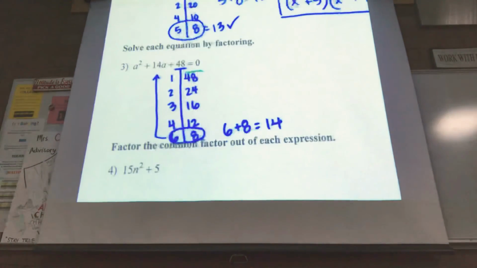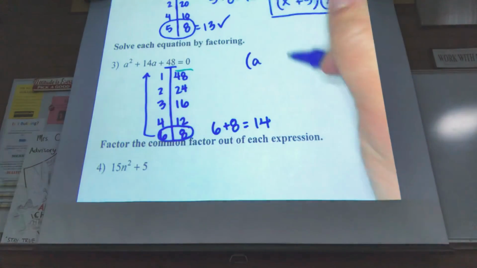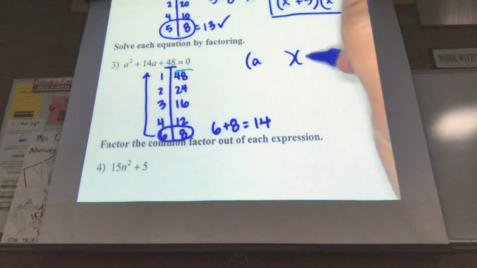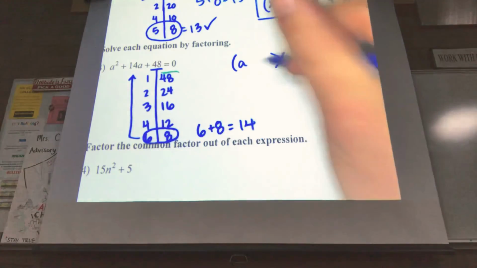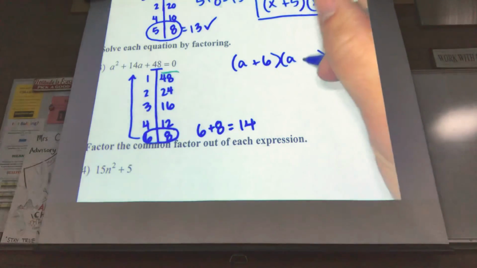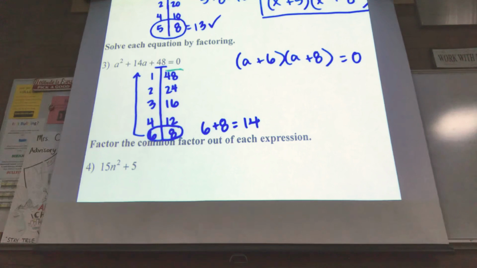So we can rewrite them over here. Just like we did last time, we have an a this time. So in the front of my parentheses is going to be an a and an a. I had a positive 6 right here, so plus 6, and then a positive 8 right here, so plus 8. The only thing I need to add on is that equals 0. It is all factored, but it is not solved.